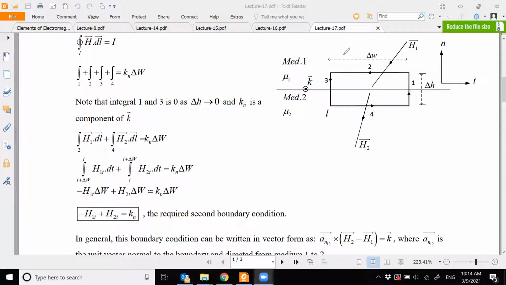This is my boundary. This is my medium one. And this is my medium one. And the green one is my medium 2. So these are the two mediums. And how are the mediums defined? We know it. The mediums are defined with the permeability mu1 and permeability mu2. Here we are concerned about permeability because we are looking at the magnetic field.